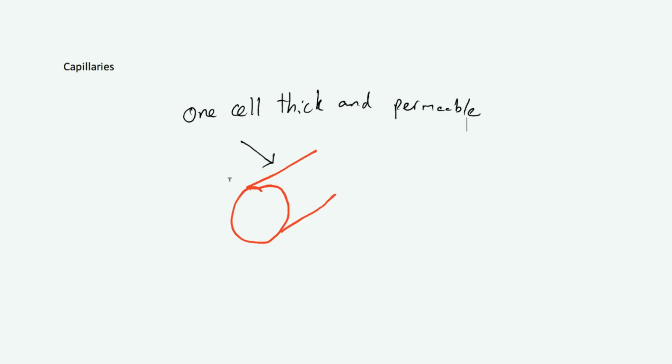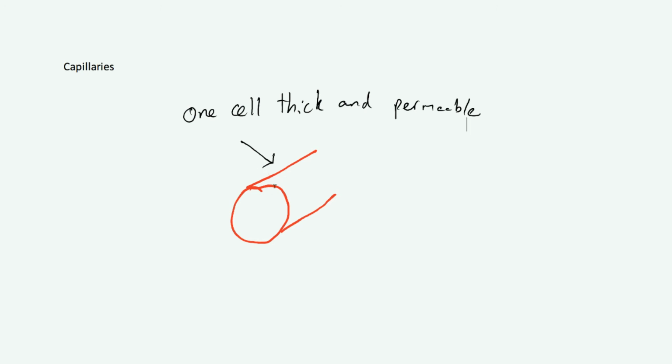You've already seen this if you've had a look at my videos on exchange surfaces, where you're looking at the alveoli. The alveoli are neighbored by a capillary, and we said in those videos, there are 2 videos where I go through it, that there is a short diffusion distance as a result of a 1 cell thick wall, and that is this here. Because the capillaries have a wall which is only 1 cell thick.